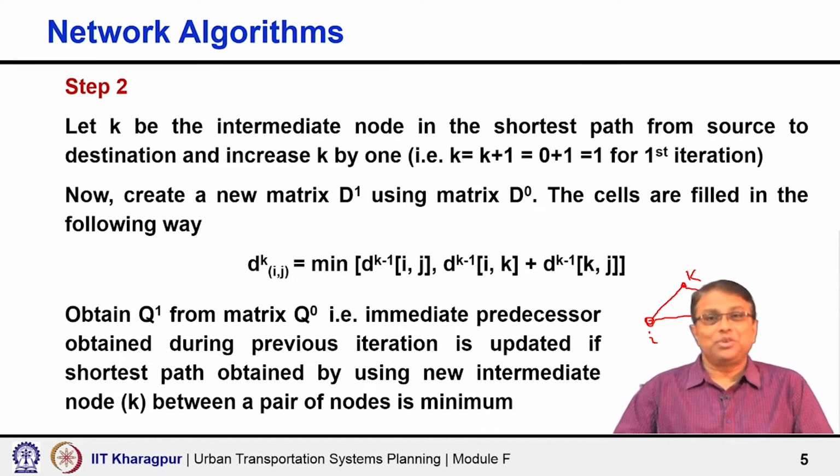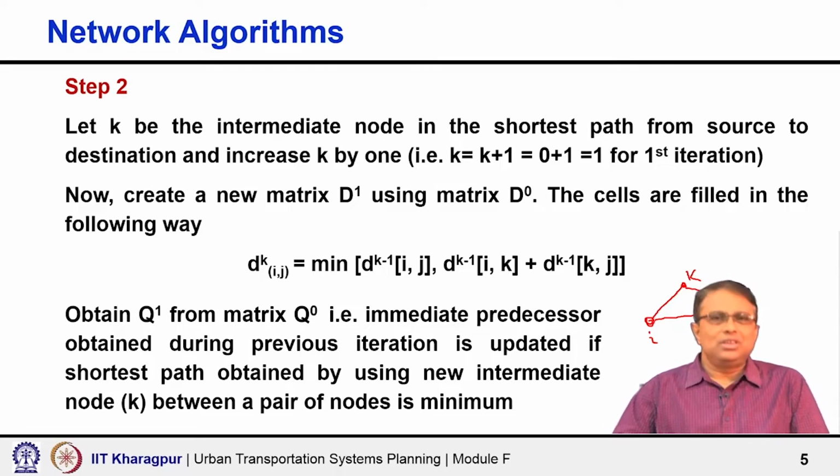That present predecessor also may not be i, because in the first iteration it will be i, but in a later iteration, if I have explored another intermediate node that is better, then the predecessor value is stored as that node. But now, whatever is my k value, I will update it.